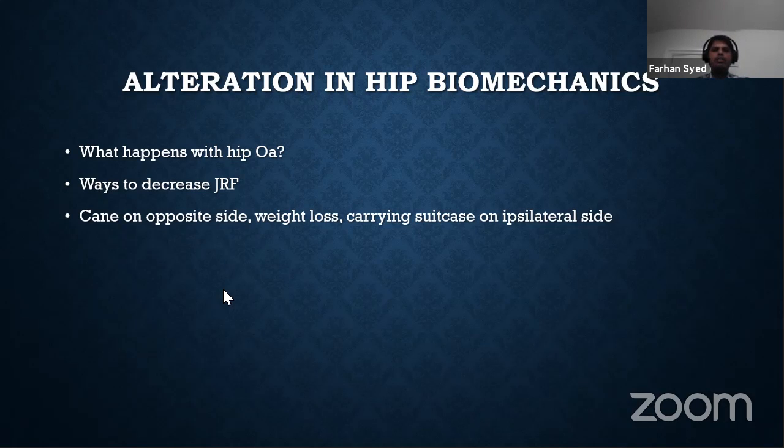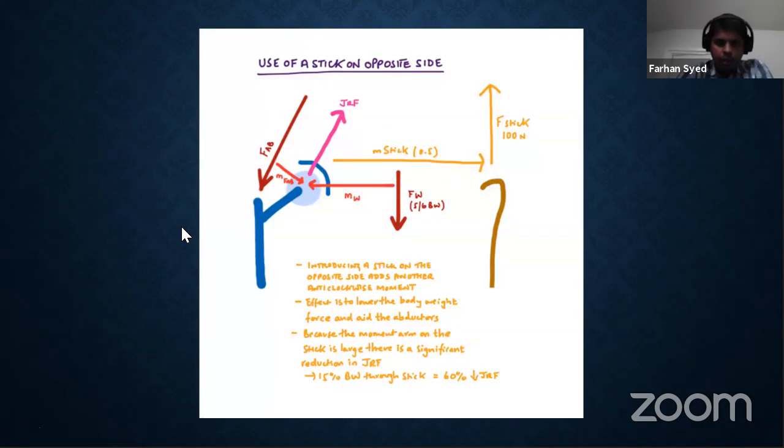So once you have drawn a free body diagram of the hip, the next question that the examiner will ask you is how doing any of these 3 things alters the hip biomechanics. Once you know how to draw a free body diagram, it's very easy for you to add a stick or add a weight on the ipsilateral side to show how it affects.